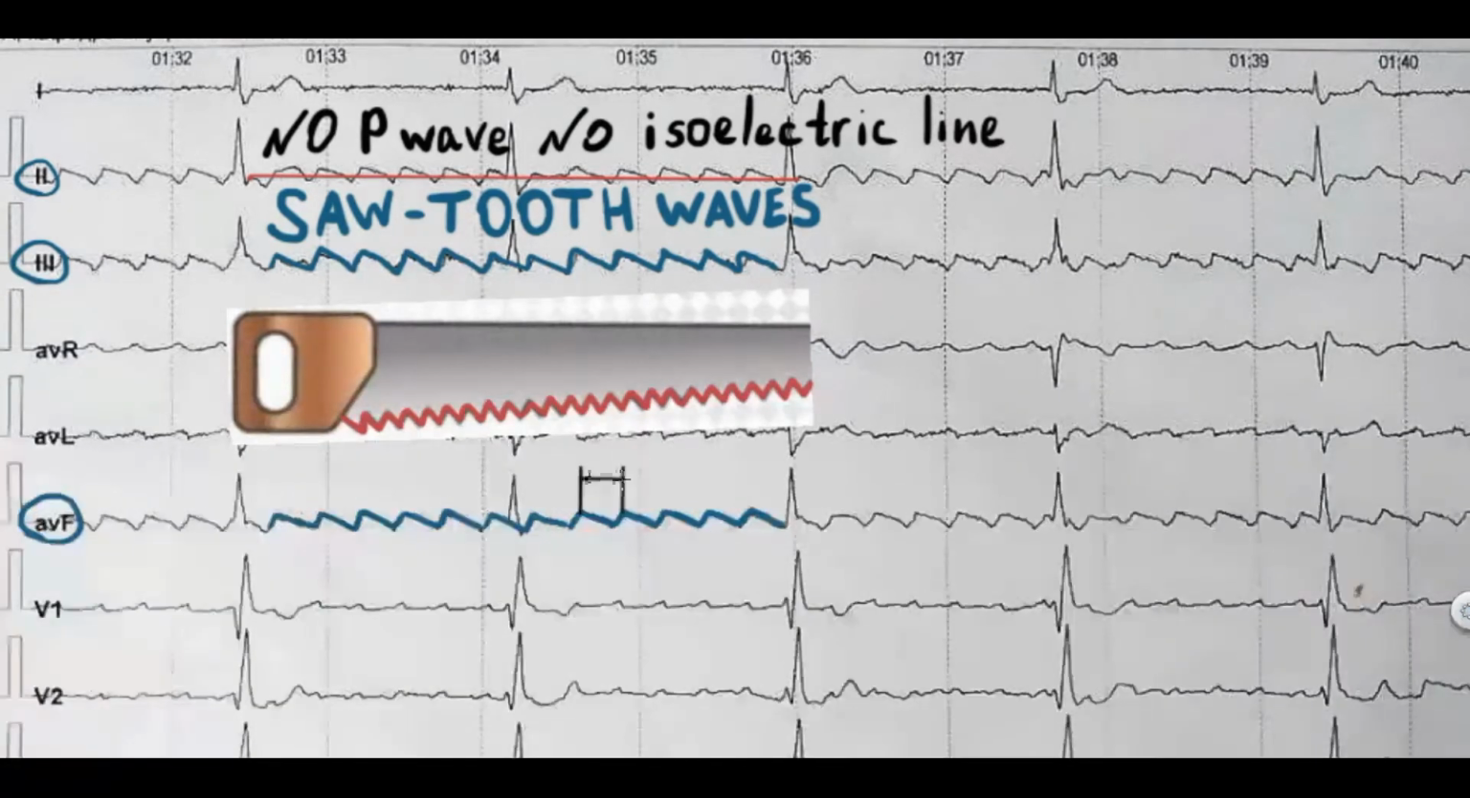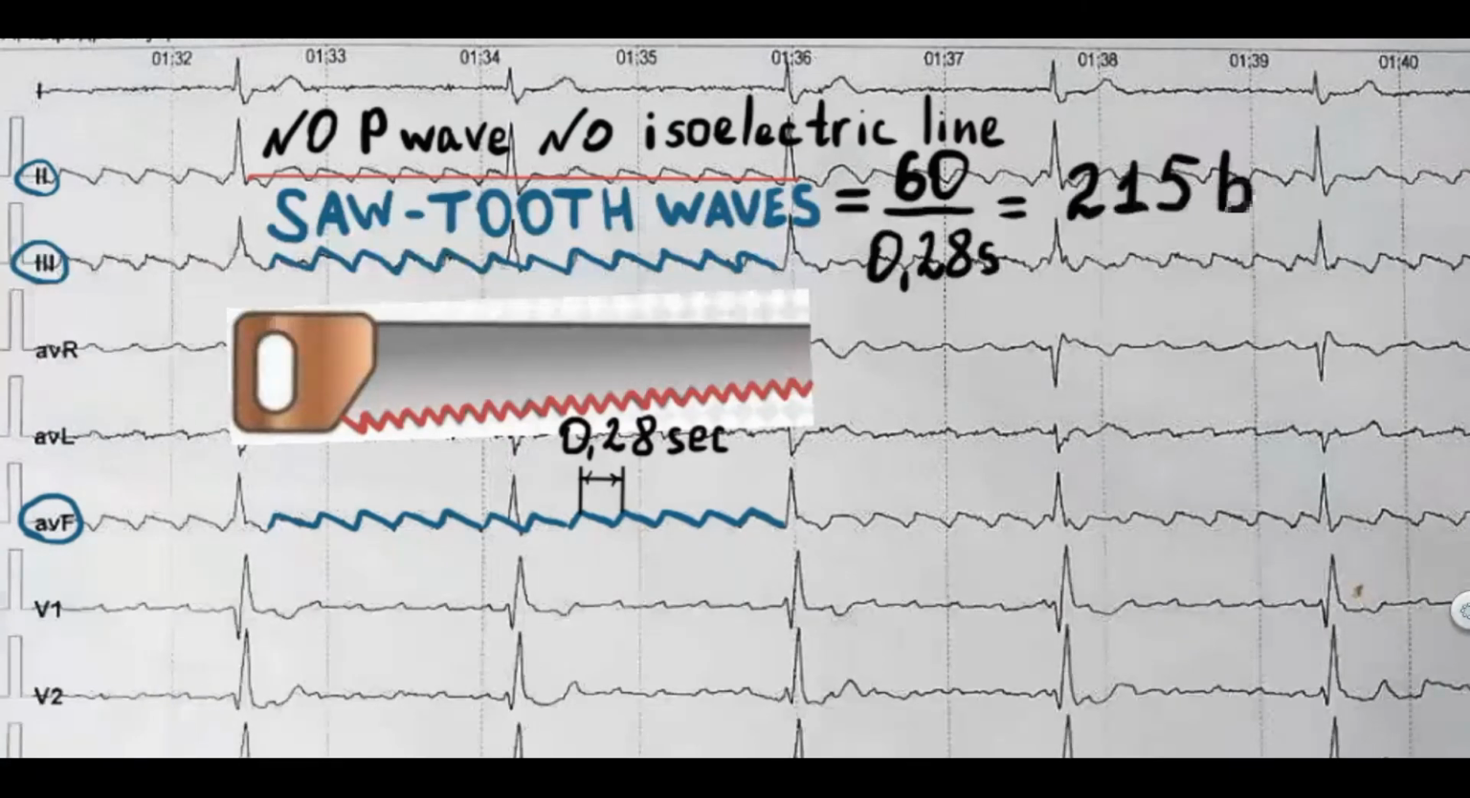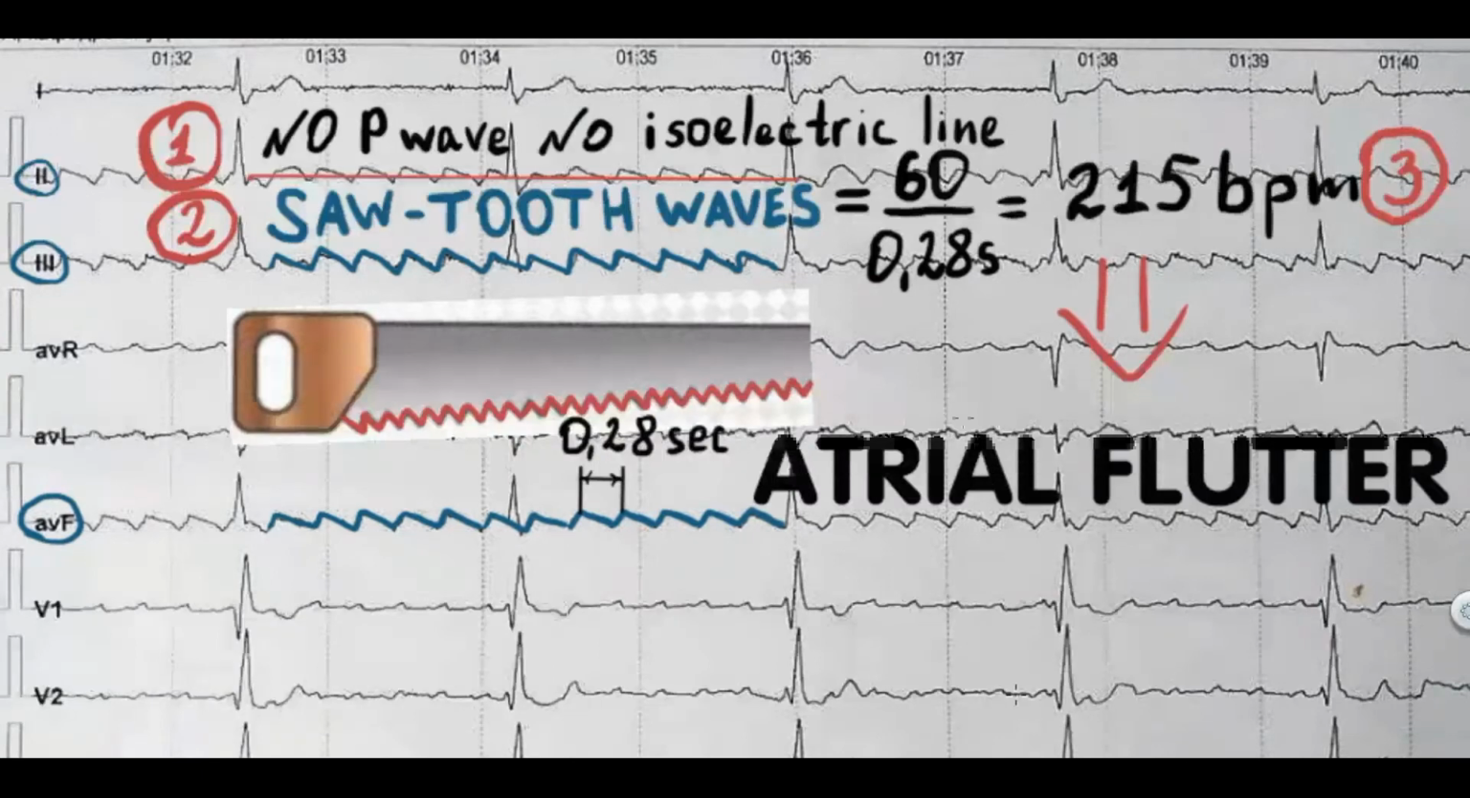For this, firstly measure the interval between the sawtooth waves. The interval is equal to 0.28 second. And now we need 60 divided by this interval in seconds. The rate of sawtooth waves is 250 beats per minute. Absence of P-wave and isoelectric line, presence of sawtooth waves with fast rate. These are criteria of ATRIAL FLUTTER. So we can also call sawtooth waves F waves.